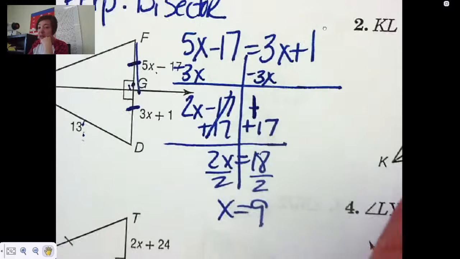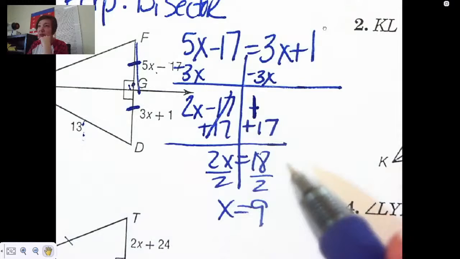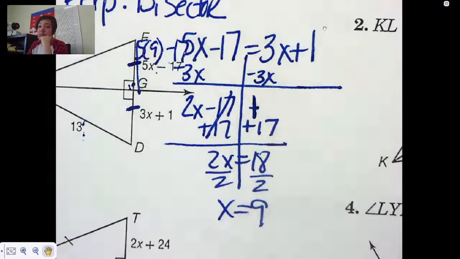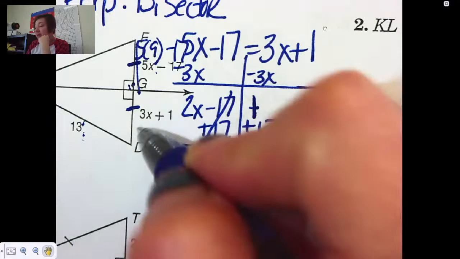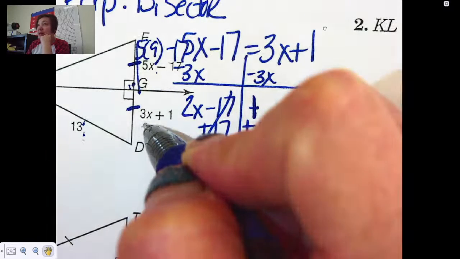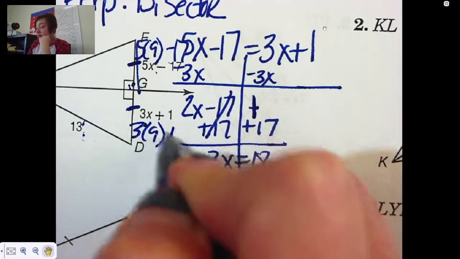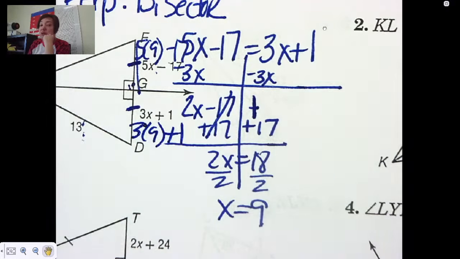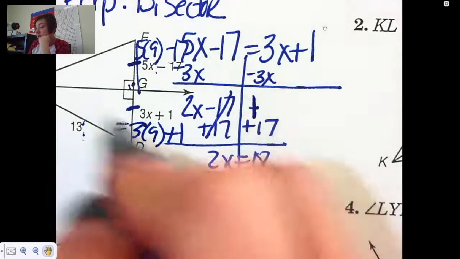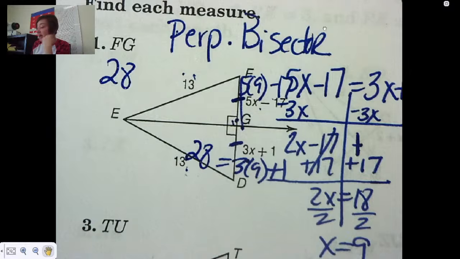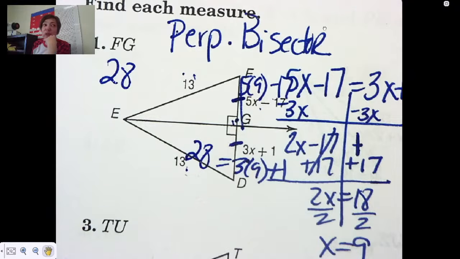FG. So if they ask for FG, then we got to plug 9 in there, right? So it's going to be 5 times 9 minus 17. Or, as somebody first period pointed out, I think it was Elizabeth, we could plug it in this one and still get the same answer. And the math is easier on this one. So we would do 3 times 9 plus 1, which is going to give us what? 28. So what is FG? 28. And we don't have a unit of measurement. It's not angles. It's just a side length. So we just leave it at 28.